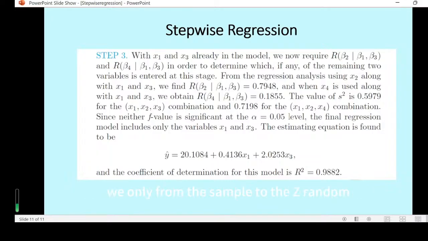We only have the sample data, and this is random. If we get different samples, we'll get different results. So this is maybe the best case, the optimal case, what we can do compared with the time cost and the precision, what we can get, right? So this is the stepwise regression.